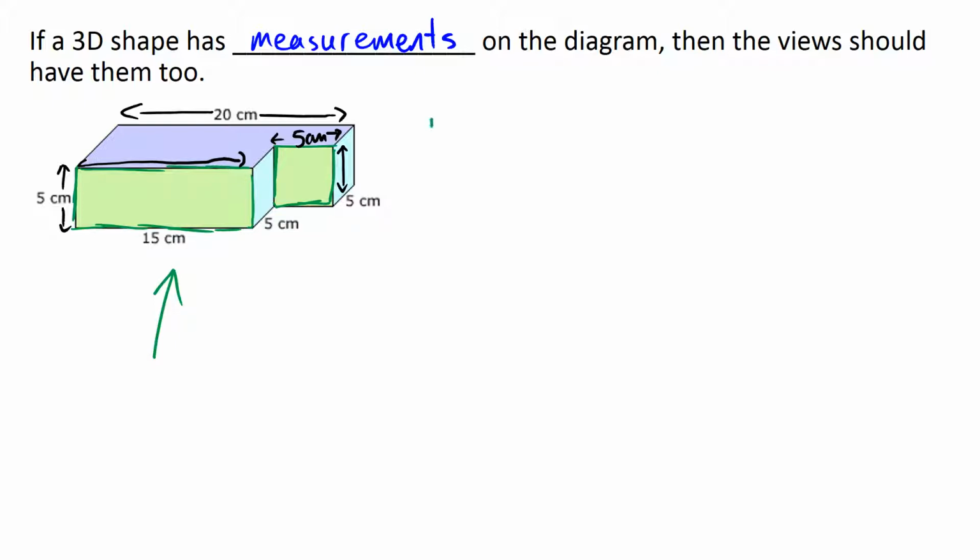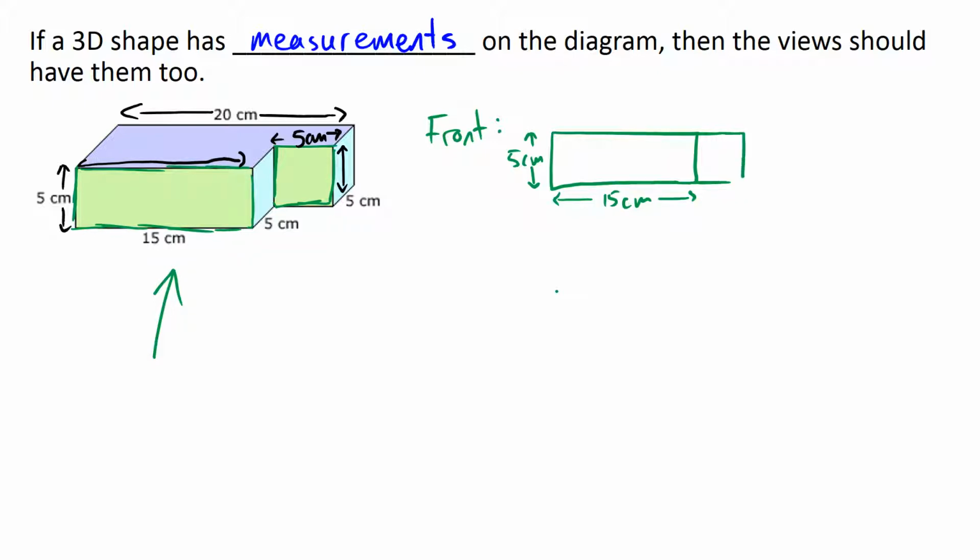Let's sketch the view of this front. Well, it's a long rectangle, and I'm going to label those dimensions. It's 5 centimeters high, and it's 15 centimeters long here. And then the second section of this front view is this 5 by 5 square. This is 5 centimeters across there. And so that is our front view with the measurements put on the view.